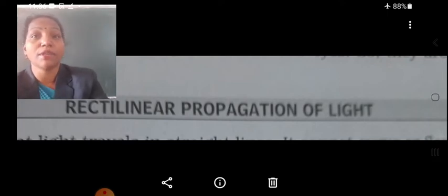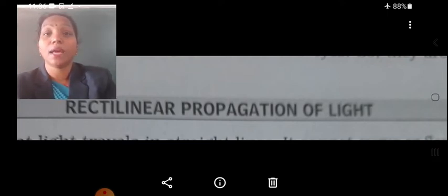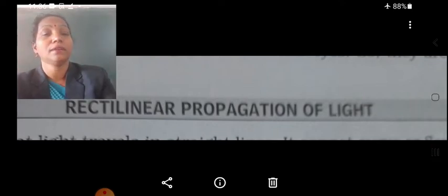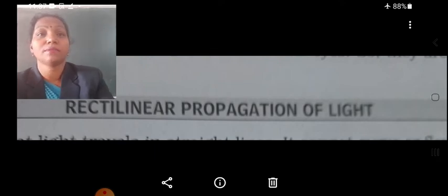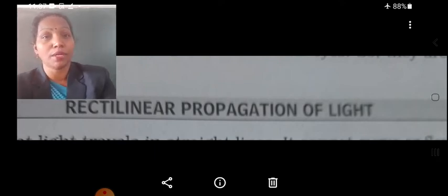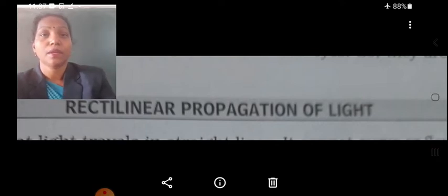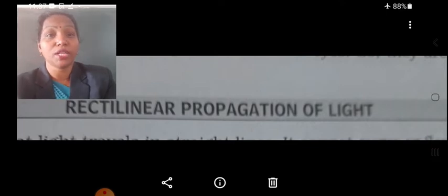Students, light has so many properties. Light travels in a straight line, refraction of light, reflection of light. All these are the various properties of light. Many of the properties we will study in this chapter, and other properties we will learn in higher classes. So students, one of the properties, the rectilinear propagation of light, we are going to learn in this video. What is the meaning of rectilinear?